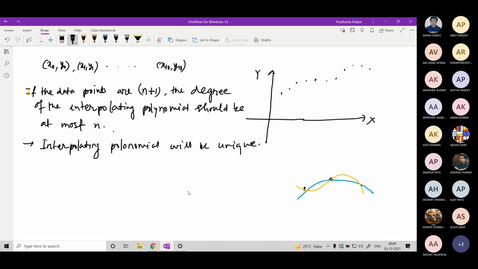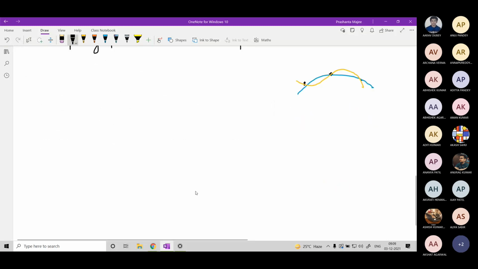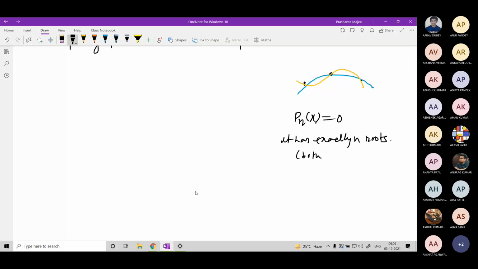So now how is this true? The interpolating polynomial will be unique. That is very easy to answer. So tell me, if you have a polynomial equation Pn(x) equals 0, the degree of the polynomial is n, then how many roots does it have? Exactly n roots, if you consider both complex and real. So it has exactly n roots, considering both real and complex cases.